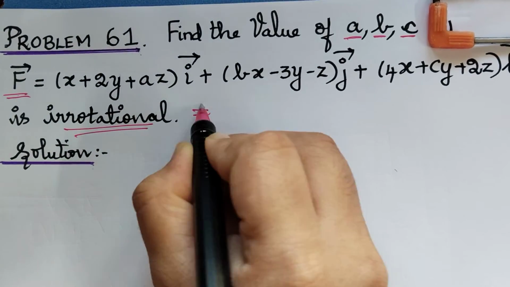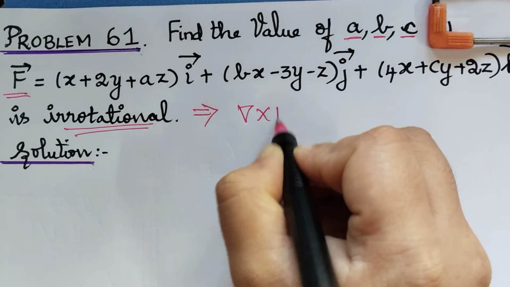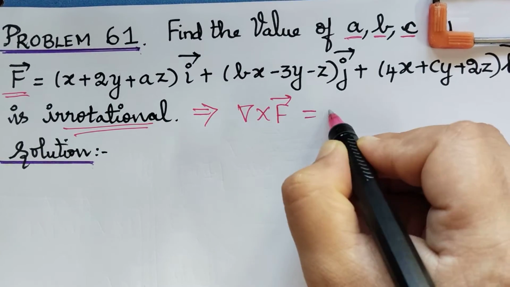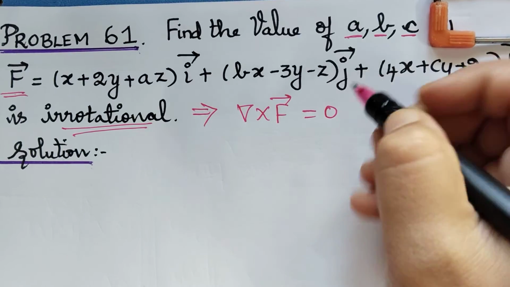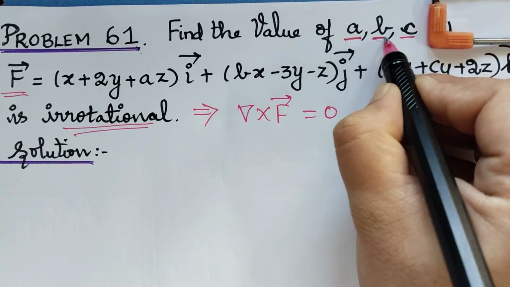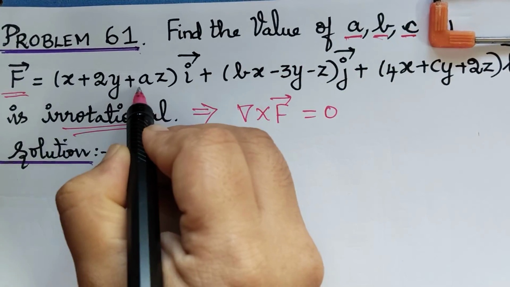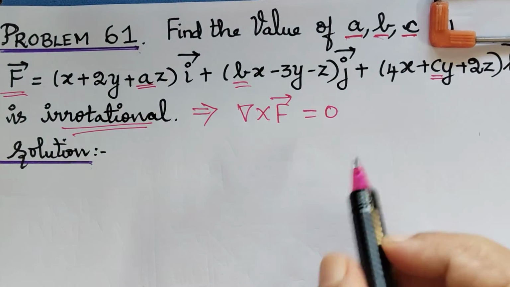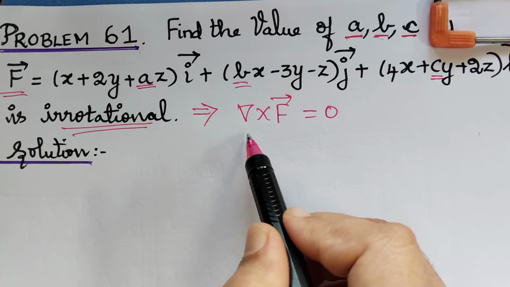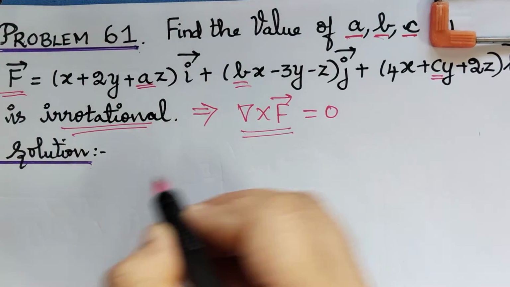So that implies that del cross F vector will be equal to 0. The curl is equal to 0. Now using this, we have to find the values of a, b and c. So the unknowns a, b and c are given here. So let us do that. For that, first we have to find del cross F vector.